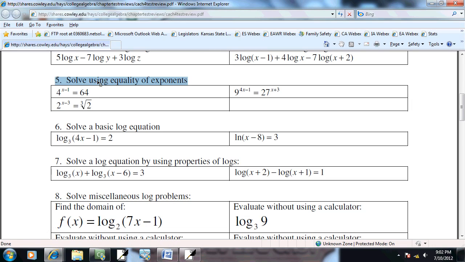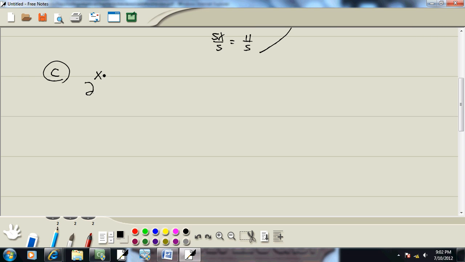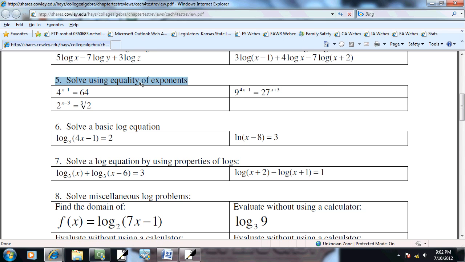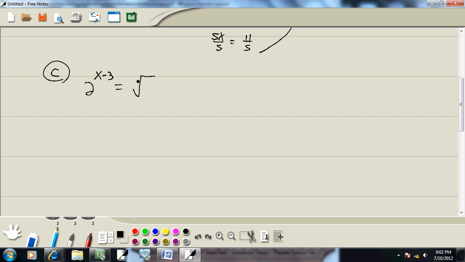Let's look at our third example. 2 to the x minus 3 equals the cube root of 2. Now I'd like them both as 2 to a power. This is already that way. This one I can rewrite as 2 to the 1/3 power.